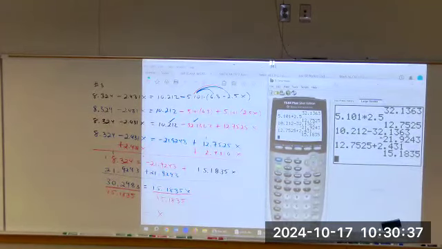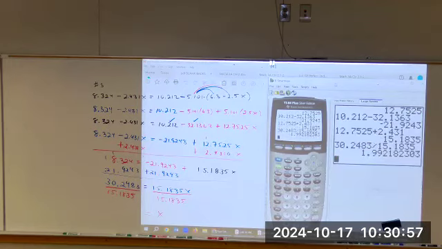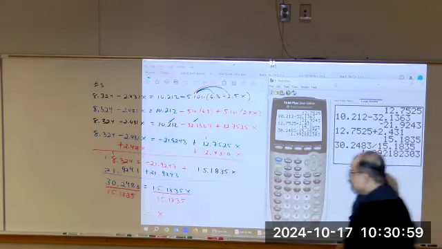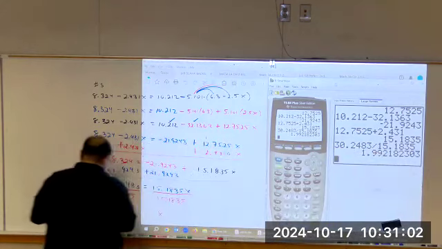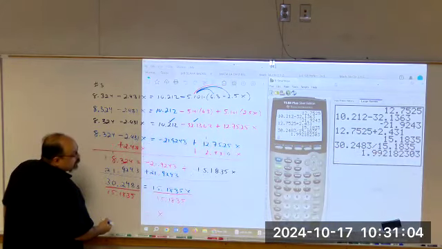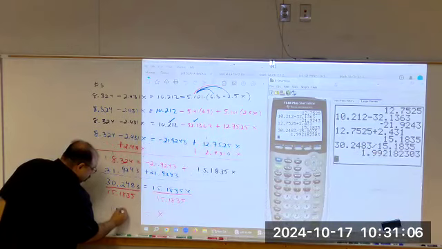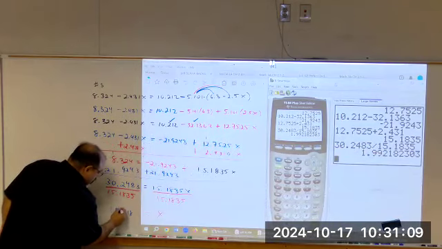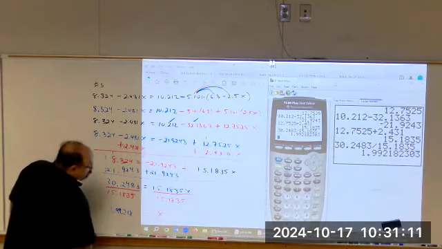So that is 30.2483, and we're dividing by 15.81835. So we get x equals 1.99218.